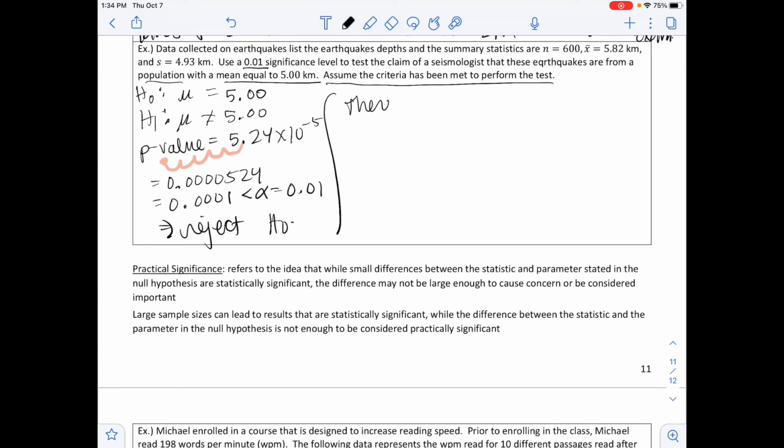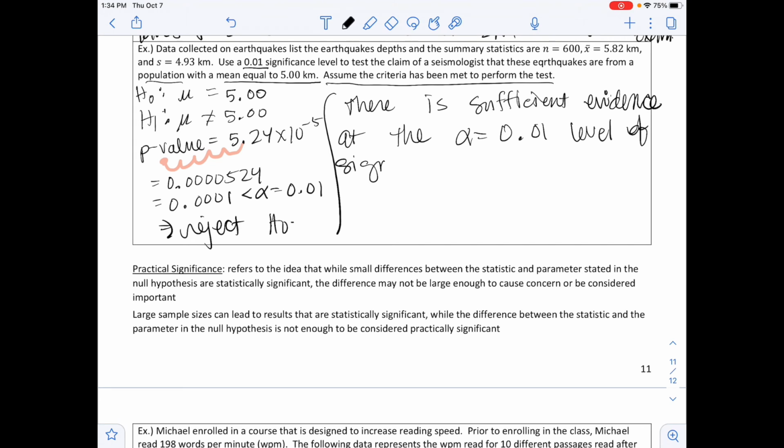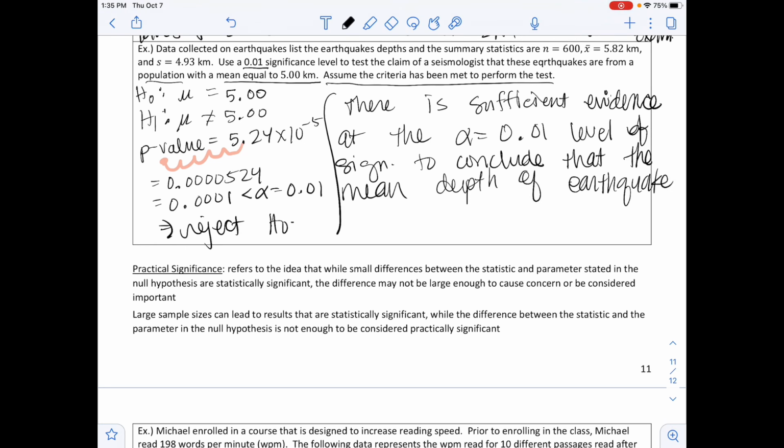So we can say there is sufficient evidence at the alpha equals 0.01 level of significance to conclude that, and we can say that the mean depth of earthquakes is different than 5 kilometers. So that the mean depth of earthquakes is different than 5 kilometers.